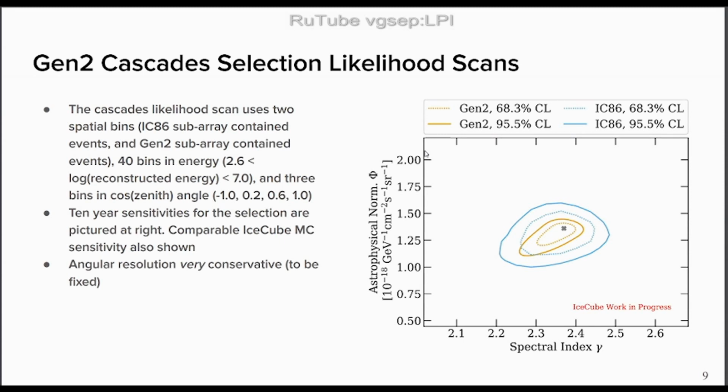So then I have this 10-year sensitivity pictured here, and it is pictured with the current IceCube sensitivity in blue. And I'll just note on this slide, the angular resolution being used in this study right now is fairly conservative. This is something I need to go back and fix. It is a work in progress. I'll explain the impact of that on the next slide.